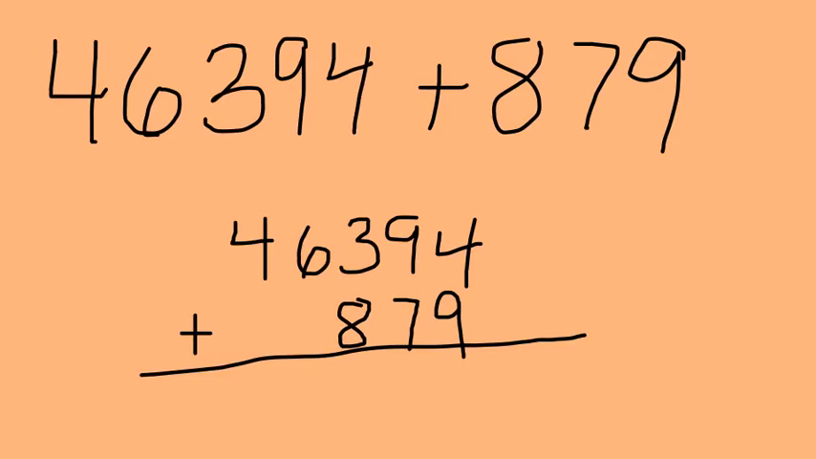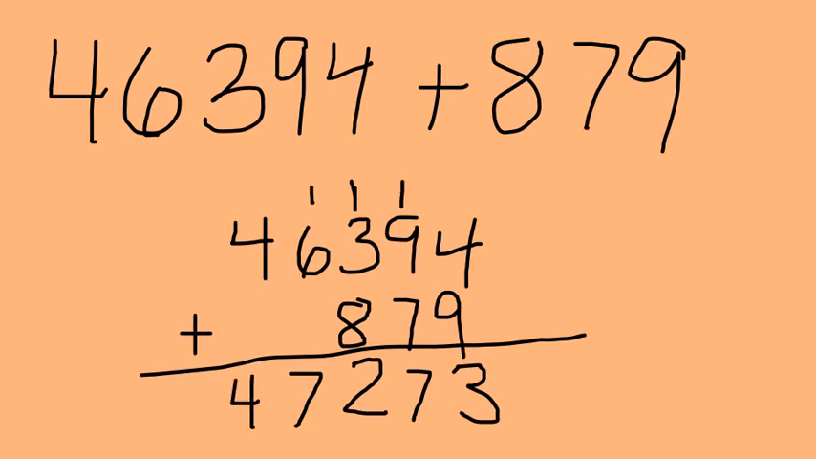9 plus 4 is 13. 3, bring up the 1. 9 plus 7 is 16. Plus 1 is 17. So put down the 7, regroup to the hundreds place with that 1. 8 plus 3 plus 4 is 12. Put down the 2, bring up the 1. 1 plus 6 is 7. And since there's nothing underneath the 4, it just stays a 4. Get my answer of 47,273.